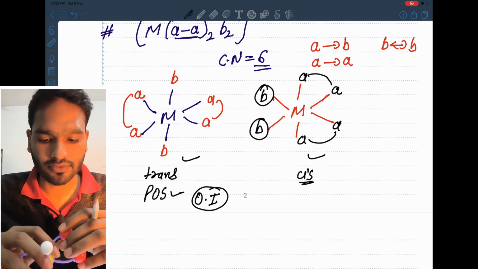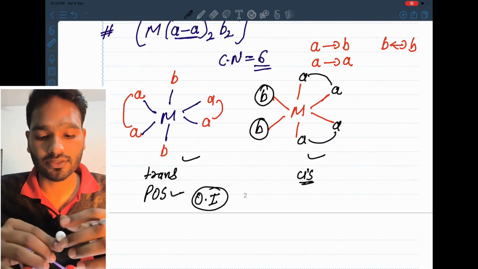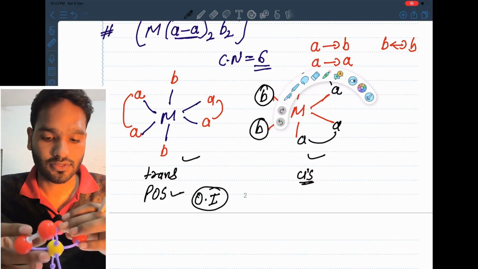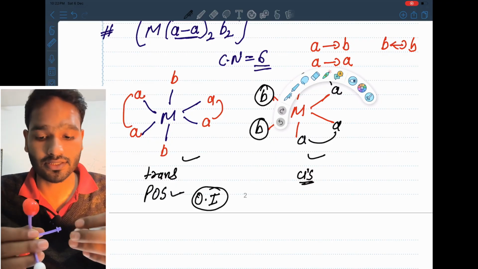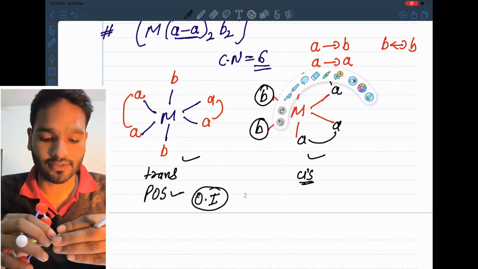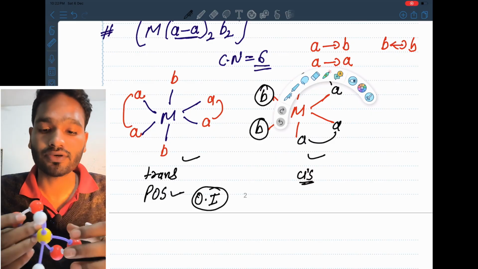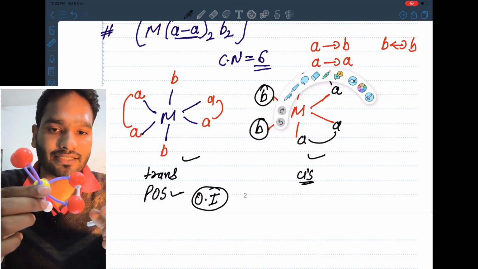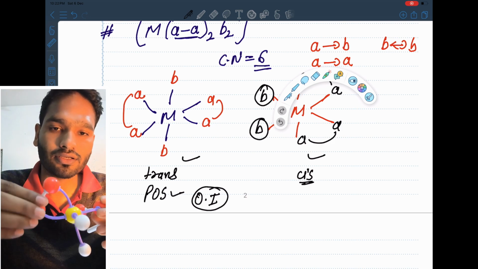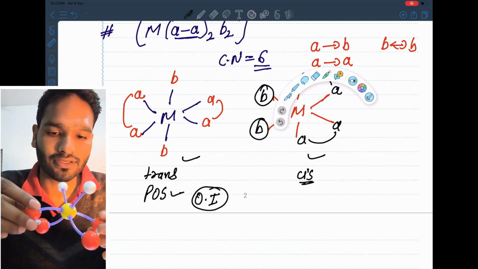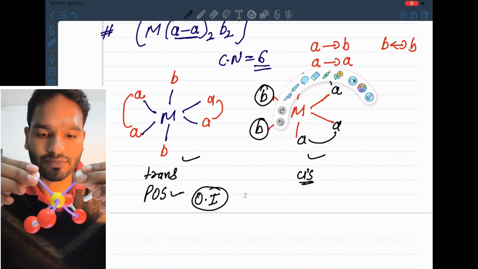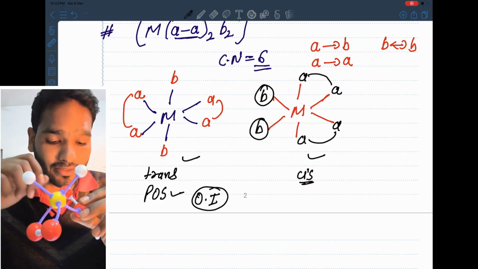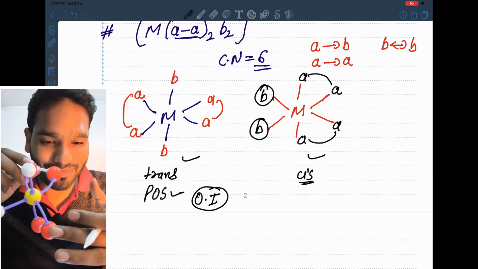So in case of cis, wait, we need to draw the cis. So now we are drawing the cis. Okay, first we need to make the cis. So now we can see this one is cis. If we are having cis in this particular geometry, you can see these two atoms are on the same side. Now you have to pass a plane.